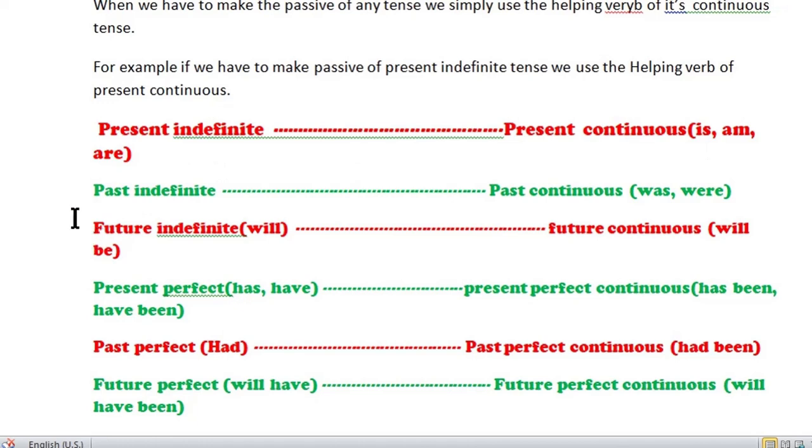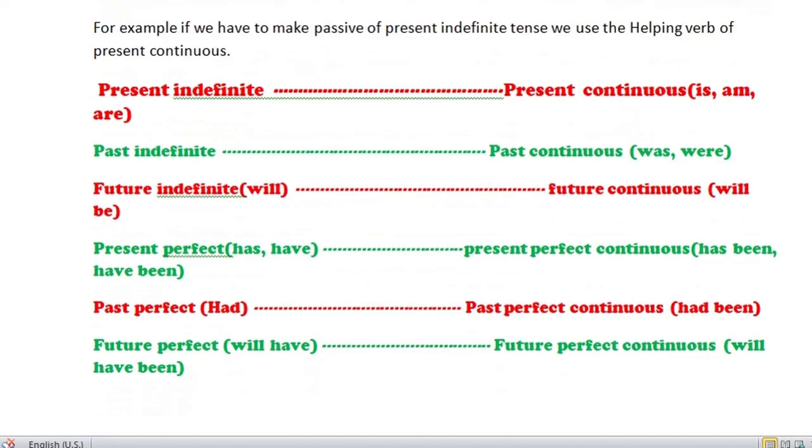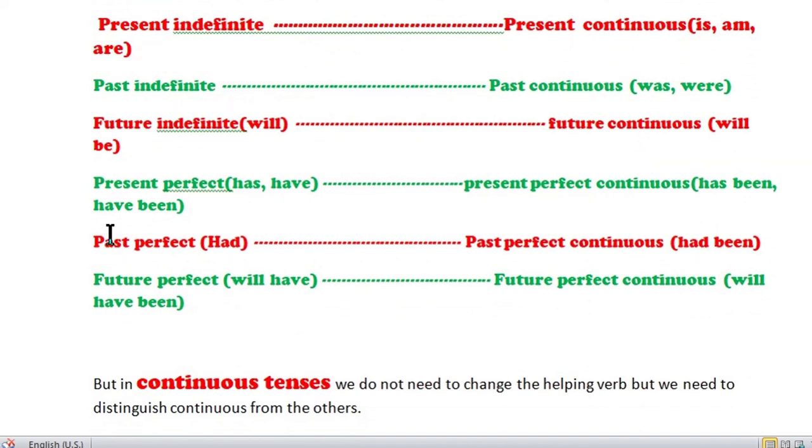So the next one is the future indefinite. When we make the passive voice of the future indefinite, it will take the helping verb of the future continuous, will be. You can learn will change into will be. The next one, present perfect tense. It will get the helping verb of the present perfect continuous, like has will be changed into has been, and have will change into have been.